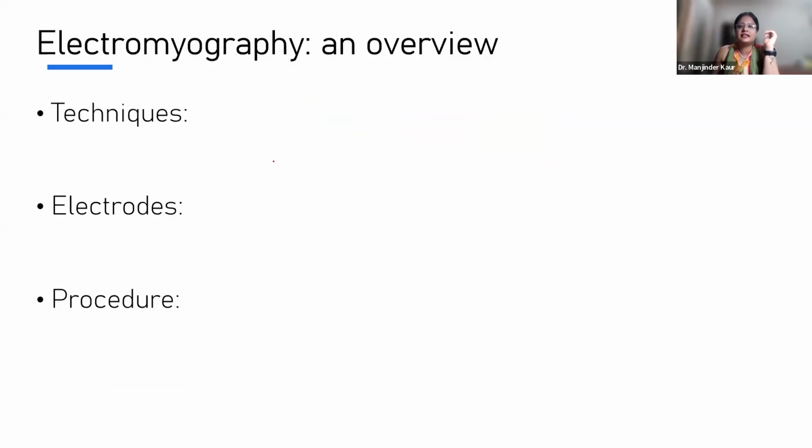So what are the various techniques? Please write down. Let's have a quick recap. What are the two techniques by which we can record electromyography? Quickly type it in the chat box. Surface and needle EMG. So this makes up for your one MCQ. Which is the most accurate out of these two? Yes, needle EMG is more accurate as compared to the surface EMG.